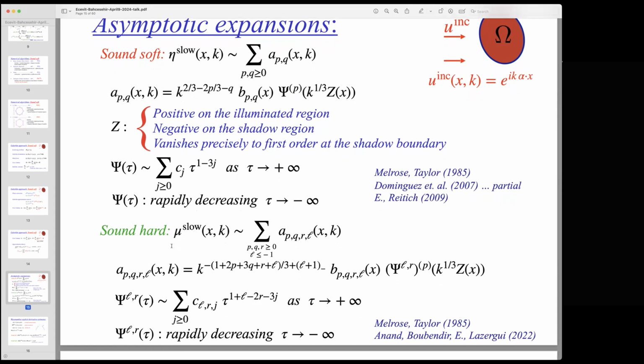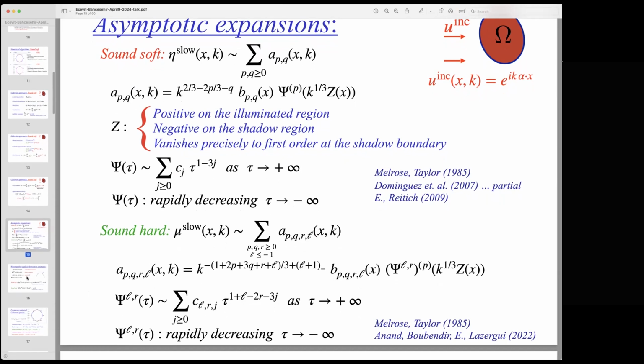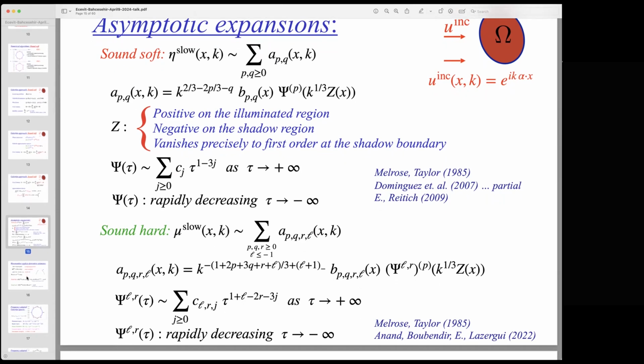Let me skip this part about the Neumann problem. The asymptotic expansion in this case is more complicated. It involves Airy functions and Airy operators. But anyways, the basic idea is the same. The asymptotic behavior of the solution is changing from a classical asymptotic expansion to asymptotic expansions with folding canonical relationships around the shadow boundaries, and then they decay fast in the shadow region.